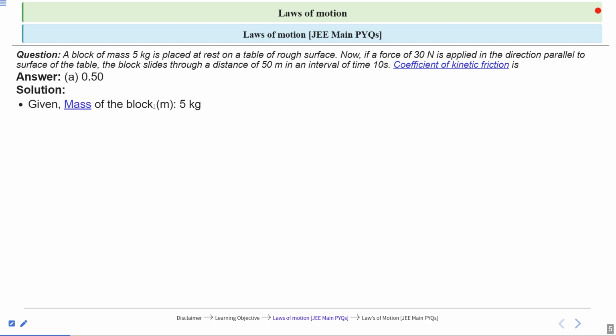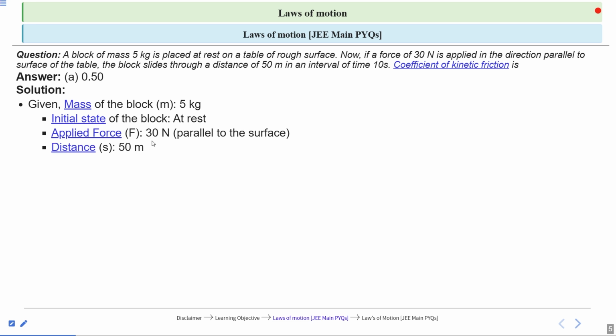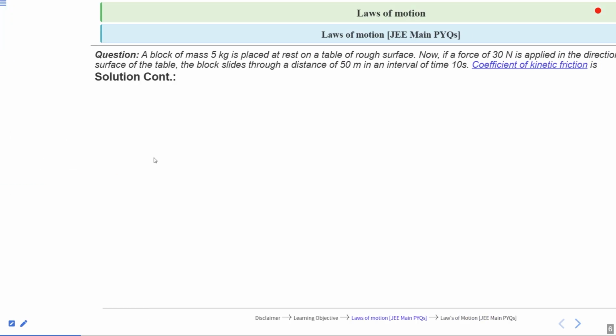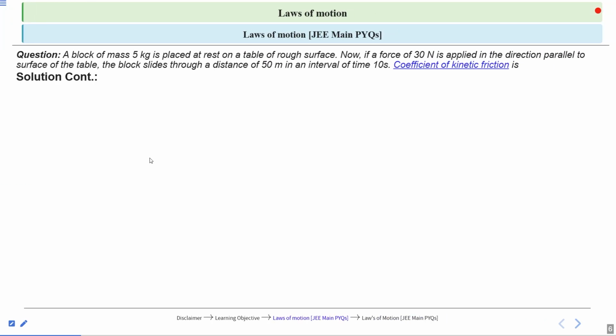Given: mass of the block is 5 kg. Initial state of the block is at rest, which means the initial velocity of the block is 0. Applied force F is 30 Newton, and the direction is parallel to the surface. Distance is 50 meter and time interval is 10 second. So using the given terms, we can find the solution.